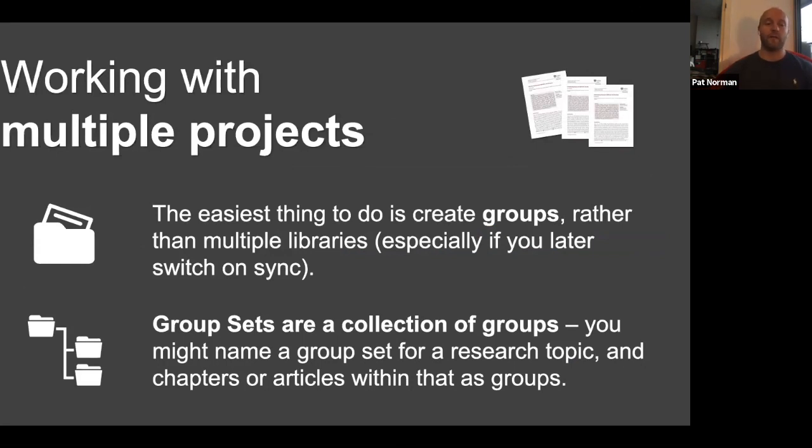Group sets, you'll see in Endnote, so there's a group function. Group sets are like top level groups, so they can be a collection of multiple smaller groups. So you might name a group set after a particular subject that you're doing or a particular project that you're working on. And then the groups within that group set would be particular papers or essays or particular works that you're interested in doing for that.